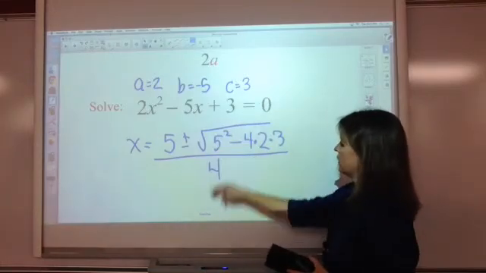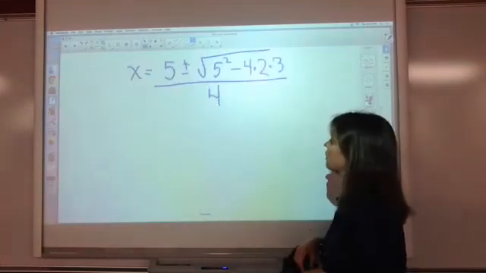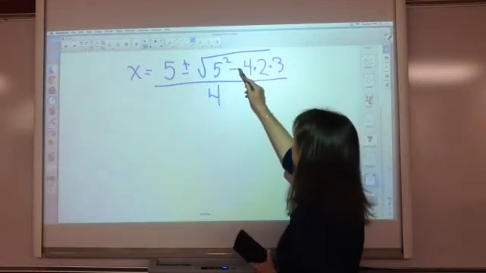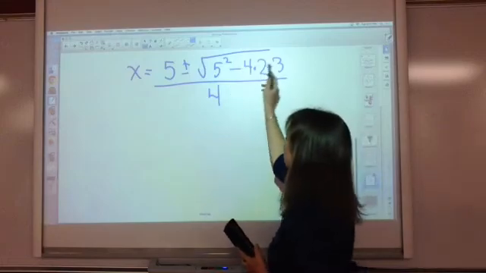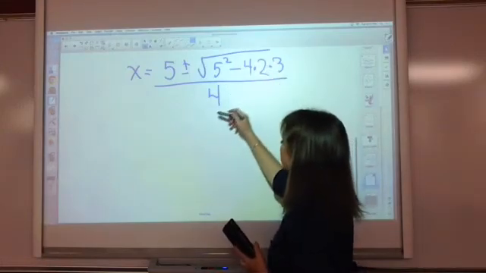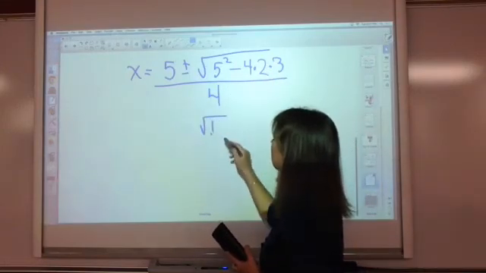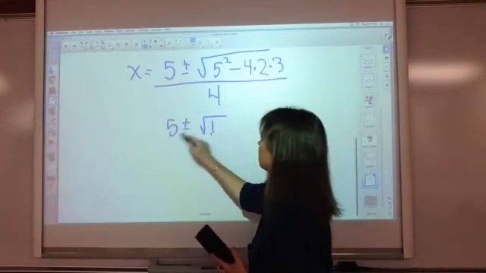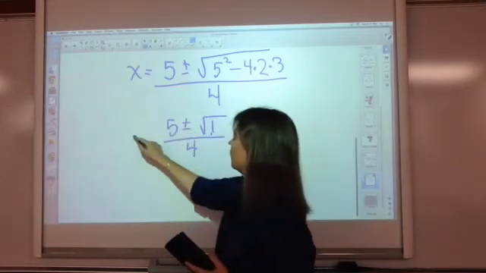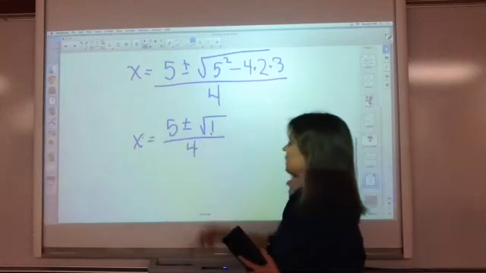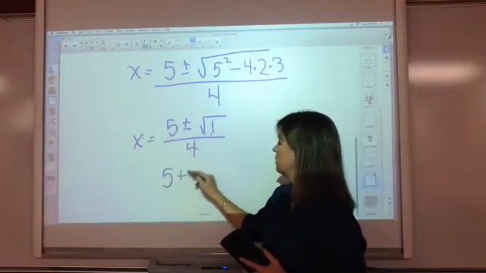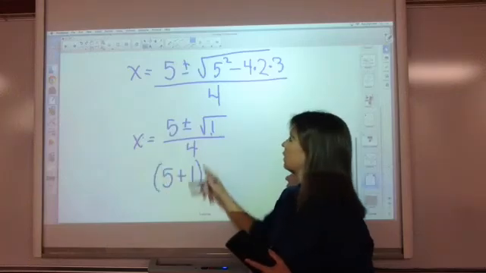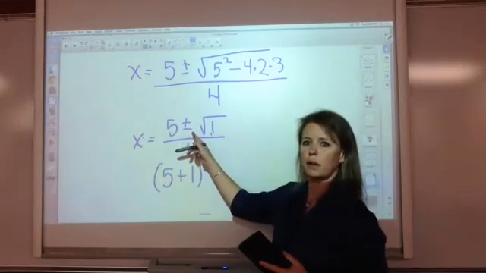Okay, calculate out this first. The discriminant under there. 5 squared minus 4 times 2 times 3. 5 squared is 25. 25 minus 24 is 1. Or you could use a calculator. 5 plus or minus the square root of 1 over 4. If this simplifies, go ahead and simplify it. Square root of 1 is 1. But I need 2 answers. Unless you can find the plus or minus button on your calculator.